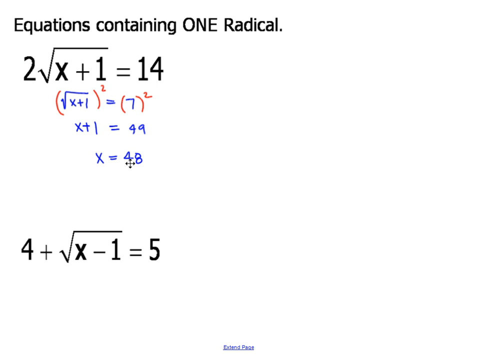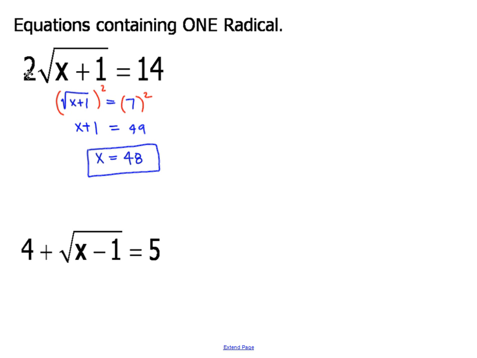It's important that you check for those extraneous solutions. Extraneous solutions are any number that x is equal to, but it's not allowed to be equal to. So here, if I plug 48 back into my equation, 48 plus 1 is 49. The square root of 49 is 7. 7 times 2 is 14. Since that is true, then this is the correct answer. So x equals 48.